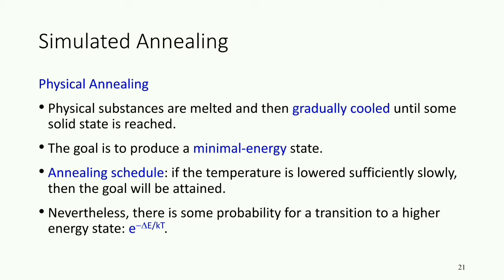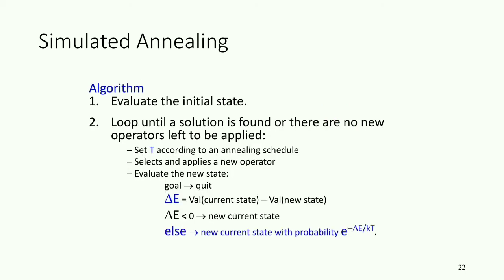Physical annealing. First of all, we'll see what physical annealing is. Physical substances are melted and then gradually cooled until some solid state is reached. The goal is to produce a minimal energy state. According to the annealing schedule, if the temperature is lowered sufficiently slowly, then the goal will be attained. Nevertheless, there is some probability of transitions to a higher energy state, that is e raised to minus delta E upon k into t.